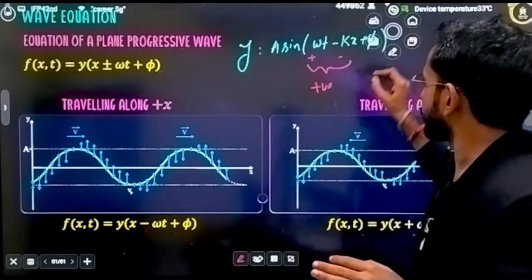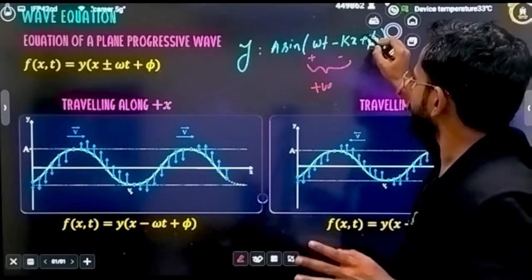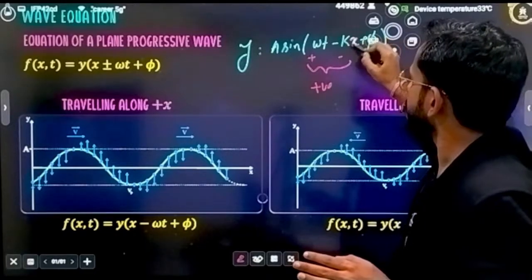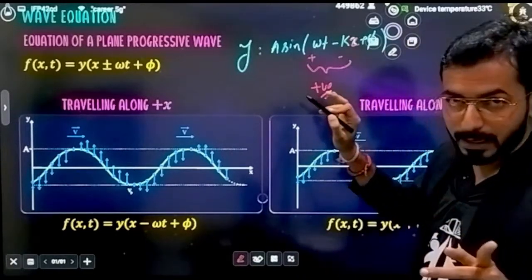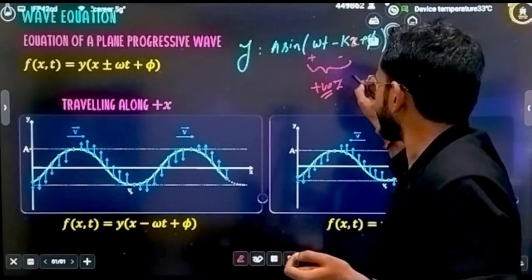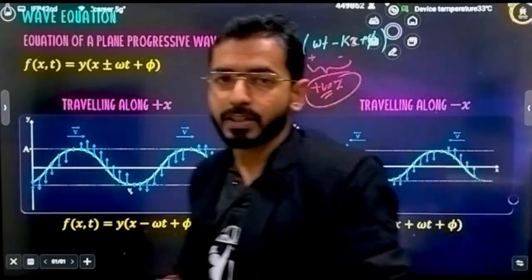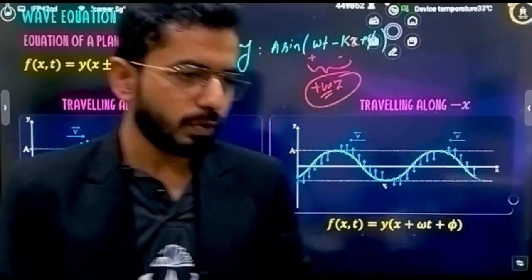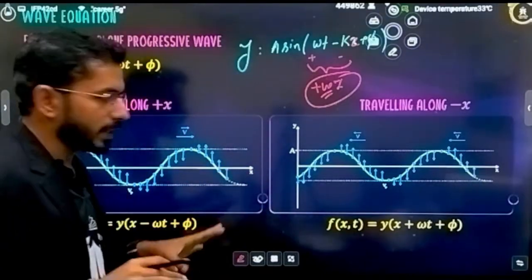That means this direction is positive. And how will you judge? Let's suppose here it is not x written, this is z. That means the positive direction is clear, but positive of what? X, y, z, something will be there, no? So it is going to propagate in the positive z direction. Clear? This way you will be judging.